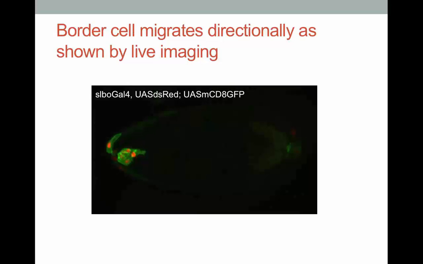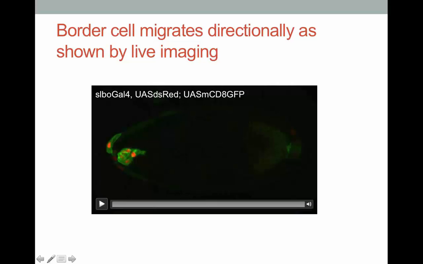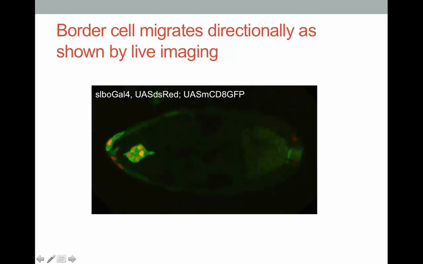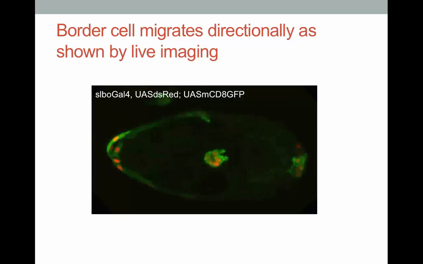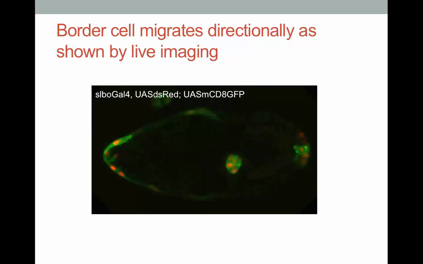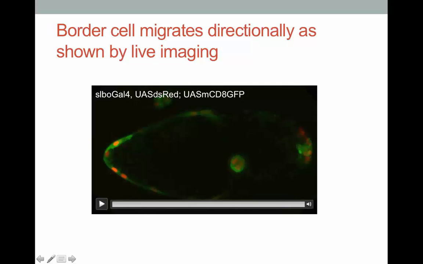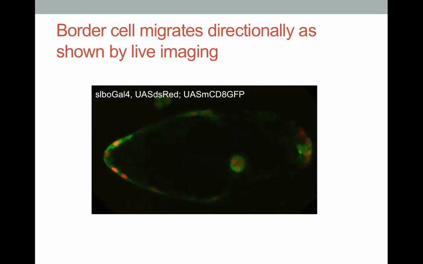So in our lab, we have figured out the secret ingredients to really keep this egg chamber happy and image this whole process live. And we label the border cells with green and nuclei with red. And you can see this process takes place for about 3 to 4 hours, and they just reach their destination. And since this is live imaging, there is a lot of information we can extract from this data.